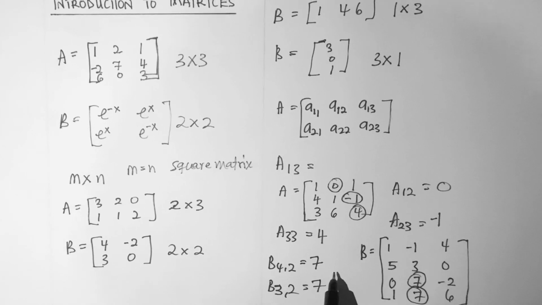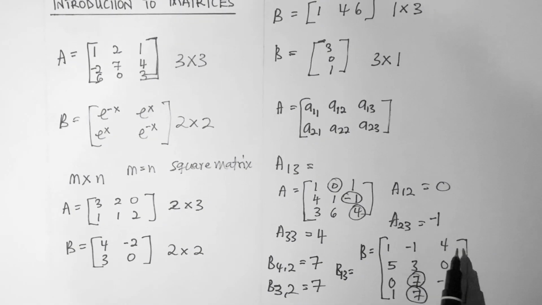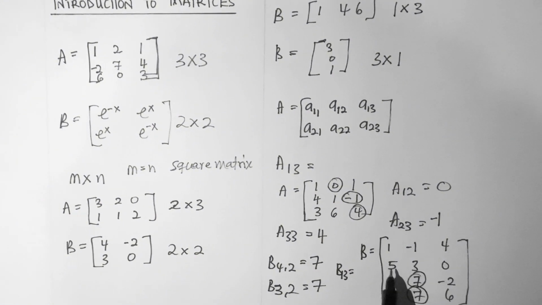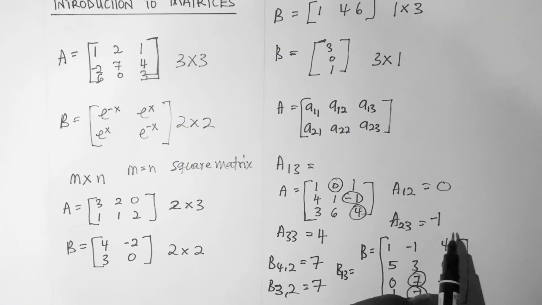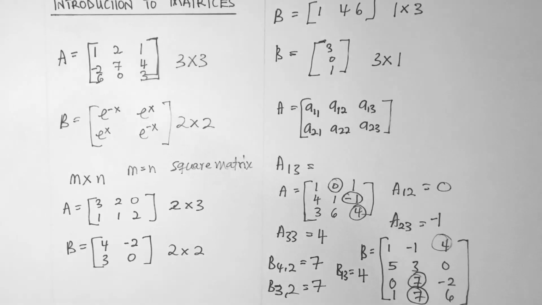What about B13? That means the first row and then the third column. So this is the first row, and the third column is this. So we are talking about B13 is equal to 4. Now let's talk about some types of matrices.